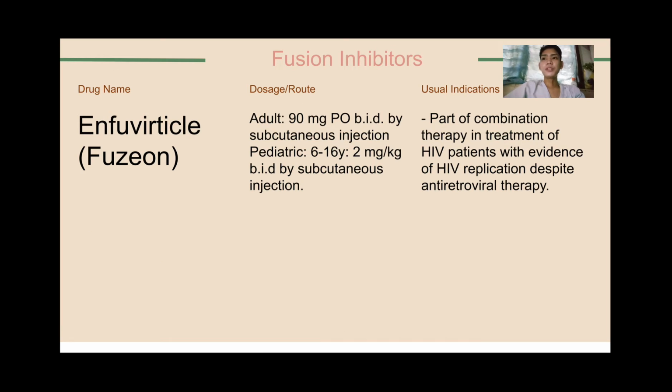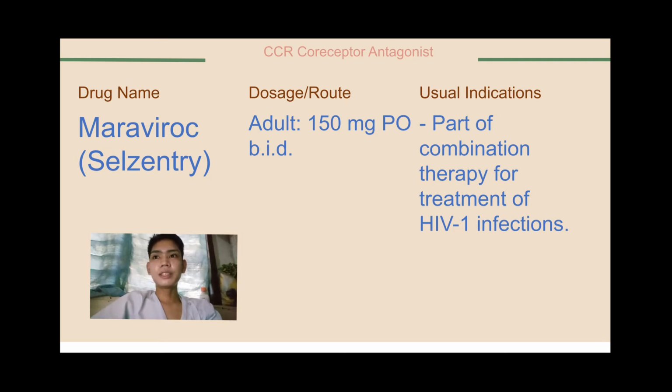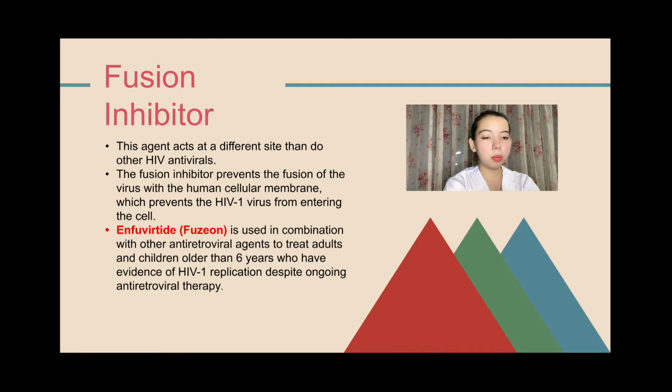And also the fusion inhibitors, it has a drug name, dosage route, its usual indication. The CCR5 co-receptor antagonist, its drug name, its dosage route, and usual indication of this drug. Fusion inhibitor. This is a new class of drug called the fusion inhibitor, and this was introduced in 2003. This agent acts at a different site than do other HIV antivirals.